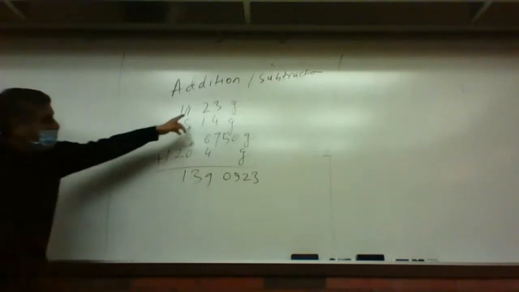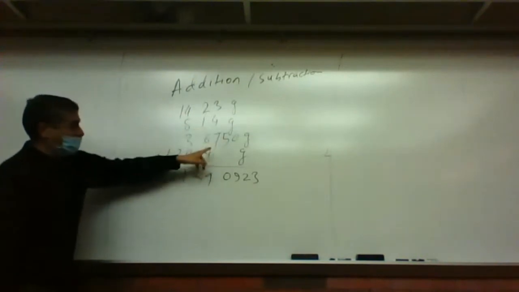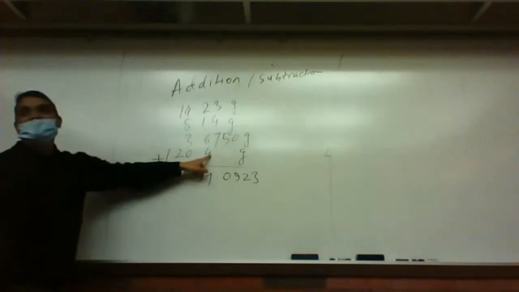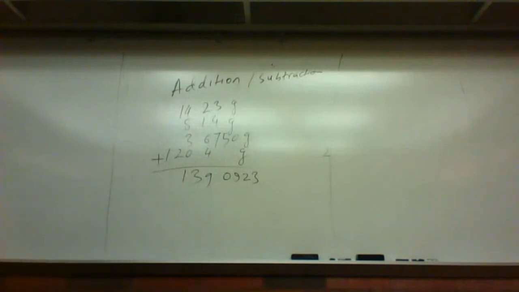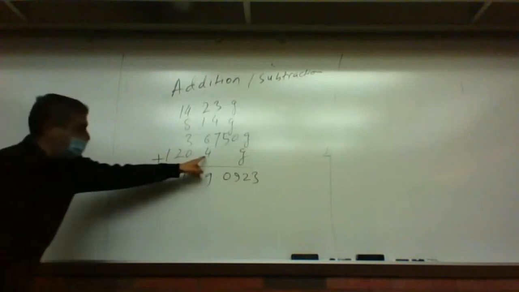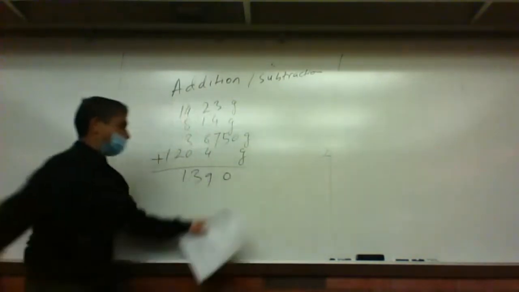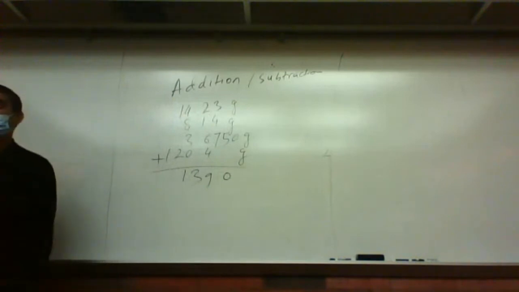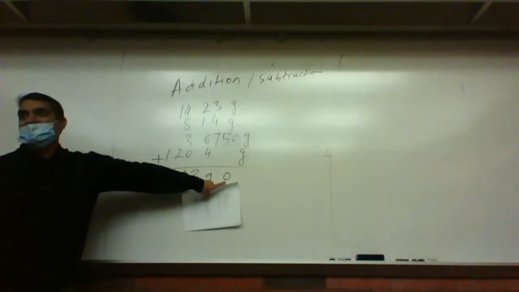So how many decimal places here? 1, 2. Here 1, 2. Here 1, 2, 3, 4. Here only 1. So when we are doing addition or subtraction, the answer should have the least number of decimal places. There is only 1 decimal place here, so my answer should not look like this. It should look like this: 139.0. Why? Because this is 1 decimal place, so my answer also should go with 1 decimal place.